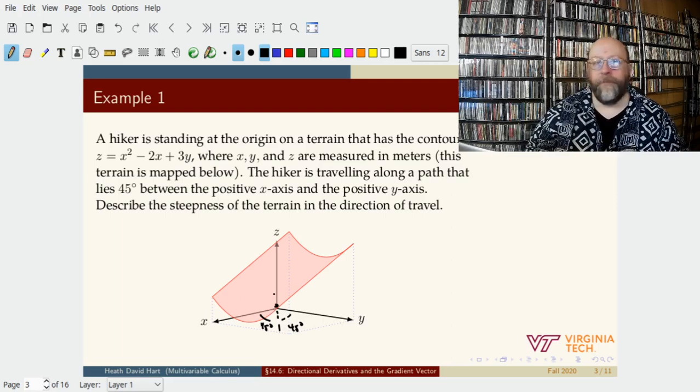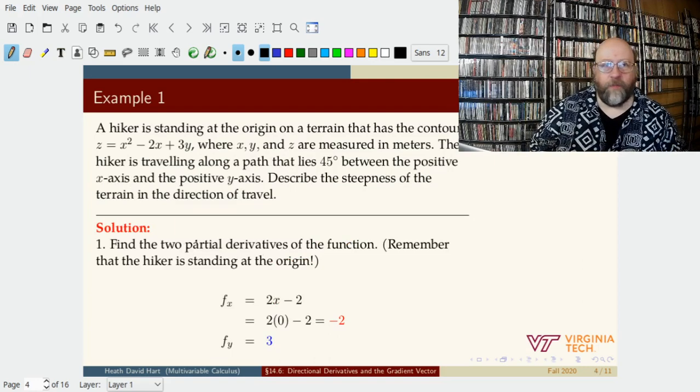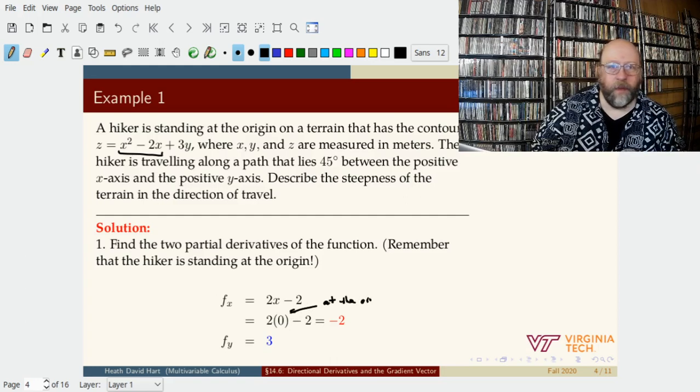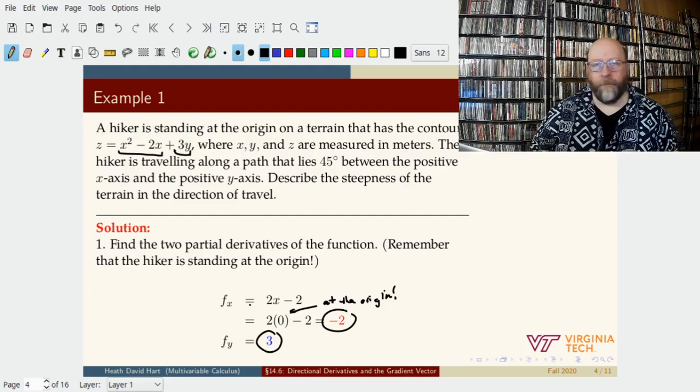Okay. So the first step we're going to do is take the two partial derivatives of the function. So find out what the change would be in the x direction, and that is 2x minus 2. And since we're at the origin, x is 0. And so we get negative 2 for the partial derivative for x, and we get just 3 as the partial derivative for y.